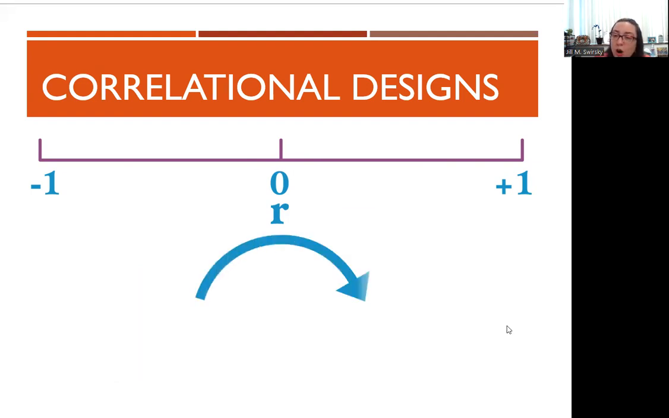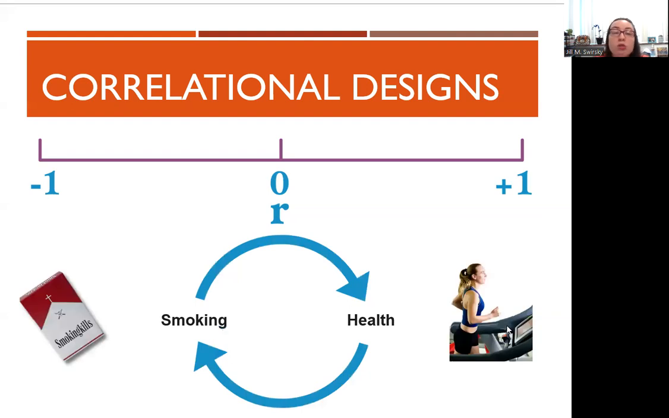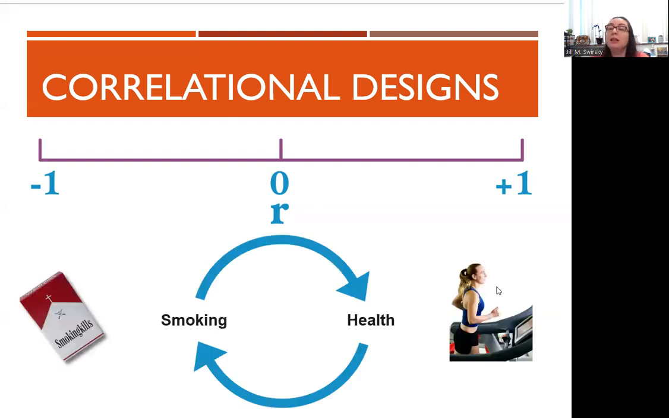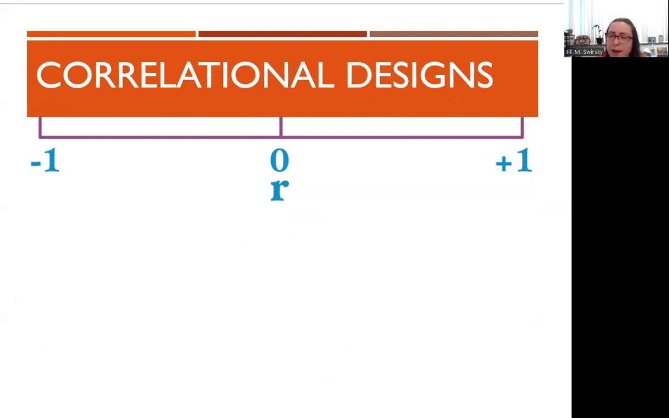So maybe we are hypothesizing a correlation or an association between two variables. Let's say, my animation got messed up. Let's say between smoking and physical fitness, we might predict that there is an association between those two variables. We think that as one variable moves, the other variable is going to move with it. Let's talk a little bit about what I mean by that.